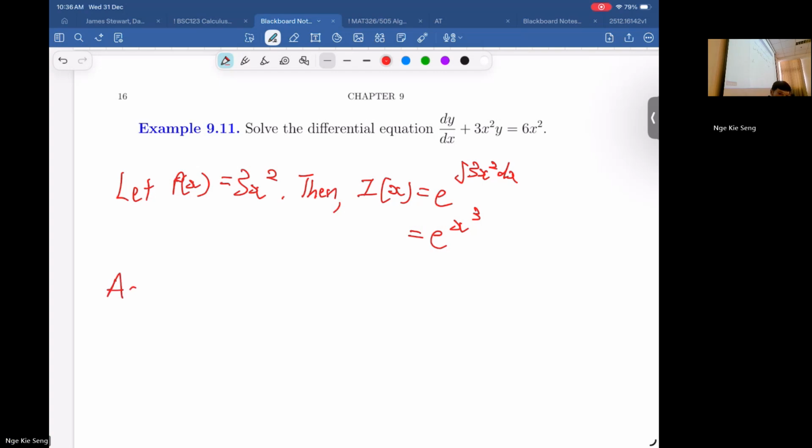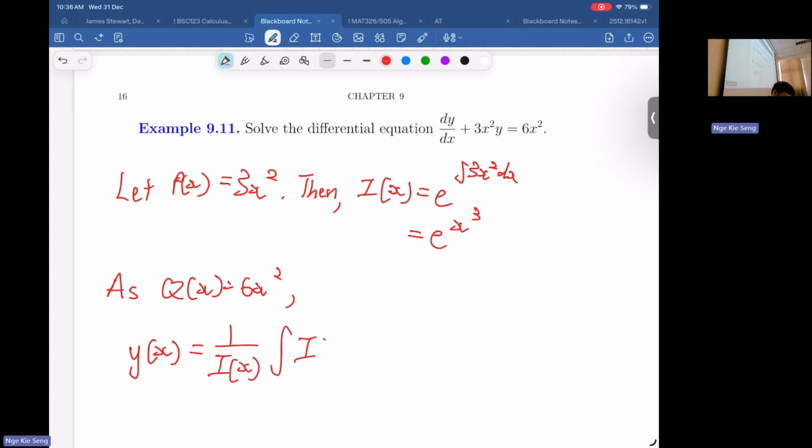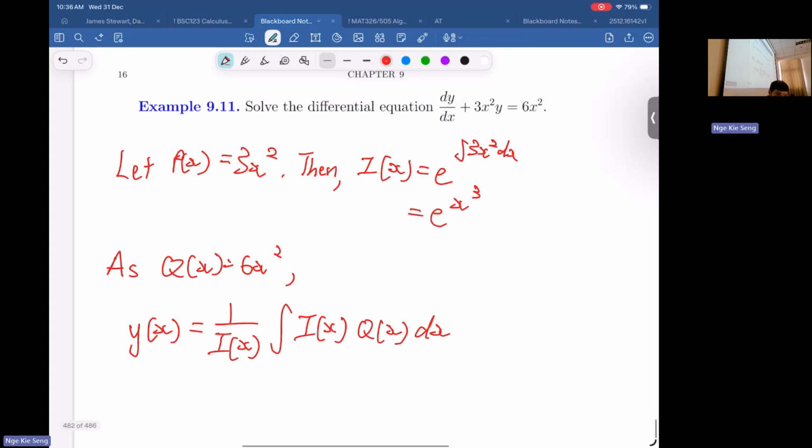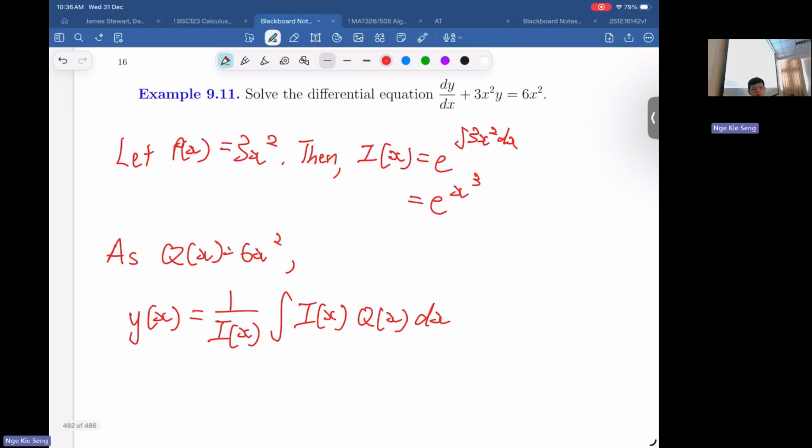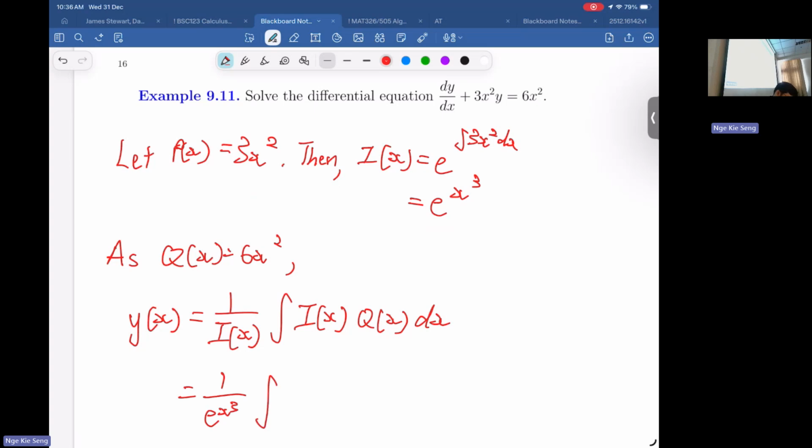Then next, what's your Q(x)? Q(x) will be 6x squared. Then we will use our formula: y(x) equals 1 over I(x) times the integral of I(x) Q(x) dx. So we'll put a bunch of things inside here. We get 1 over e to the x cubed, integral of e to the x cubed, and then Q(x) is 6x squared dx, like that.